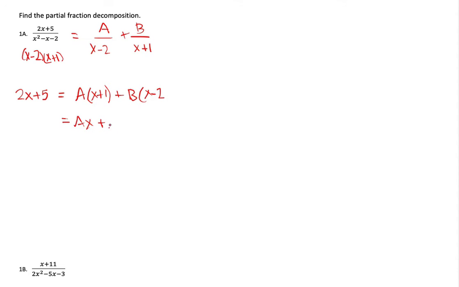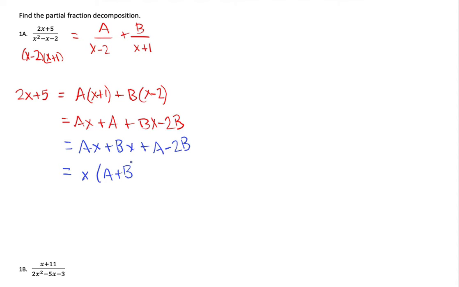Ax plus a plus bx minus 2b. I will group my x's together. So I have ax plus bx and then plus a minus 2b. I'm going to factor out my x, and this is just my constant part. I can't do anything with that.